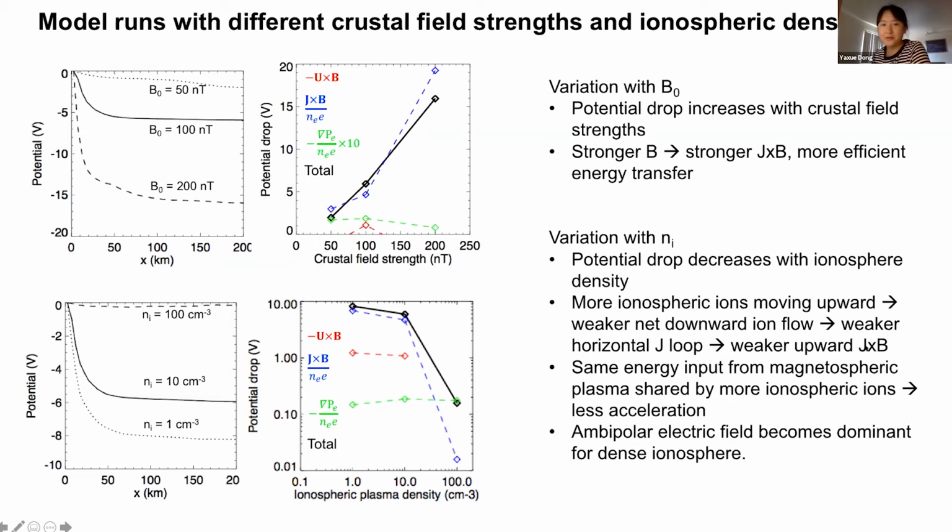Or if you like to think in the way of energy transfer, when you have the same energy input from the magnetospheric plasma and it's shared among more ionospheric ions, each ionospheric ion gets less acceleration. And also for this dense ionosphere case, we found that the ambipolar electric field becomes more dominant.